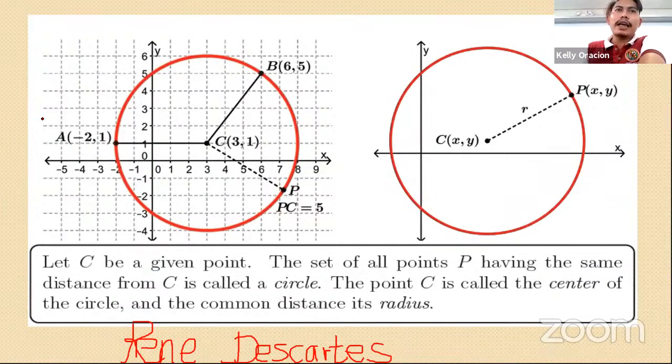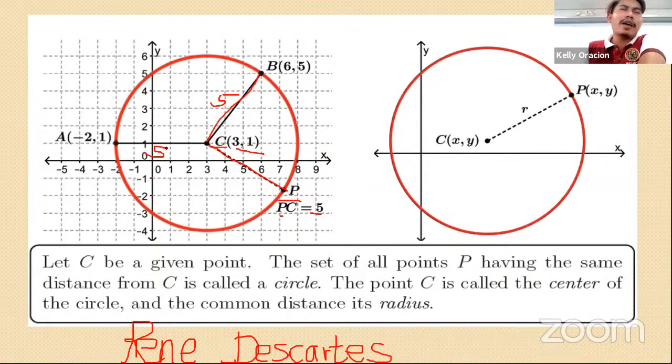So this C, you can see here, this is what we call the center. The center is (3, 1). Now, from the center to this point P, it says here, line segment PC is equal to 5. That means from center C to B, that's also 5. And from center C to A, that's also 5.